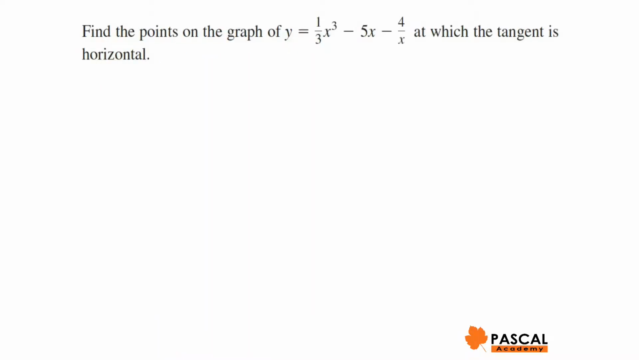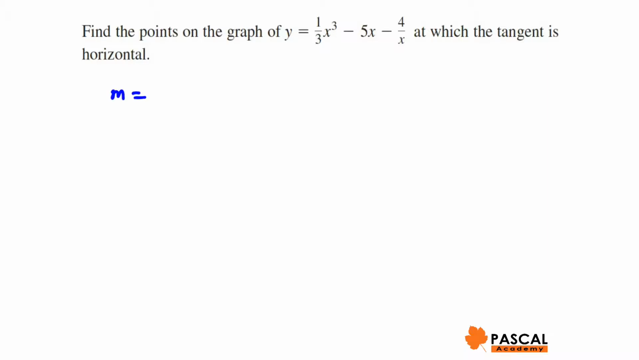Next question, question number 21. Find the point on the graph of y equals 1/3 x^3 minus 5x minus 4/x at which the tangent line is horizontal. A line is horizontal when its slope is 0. Therefore, we are looking for a point at which the slope is 0.